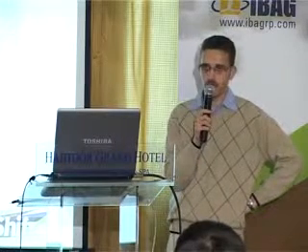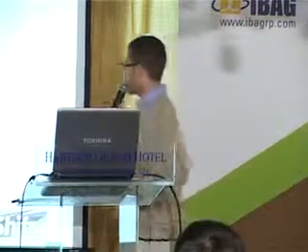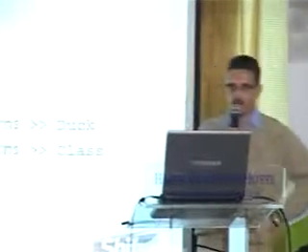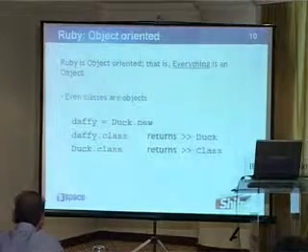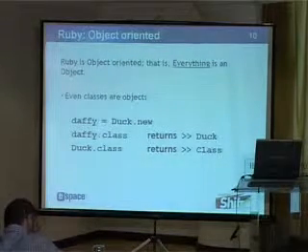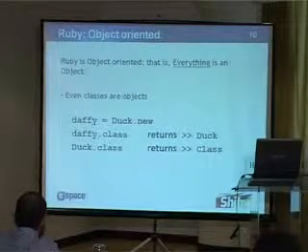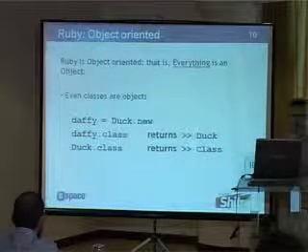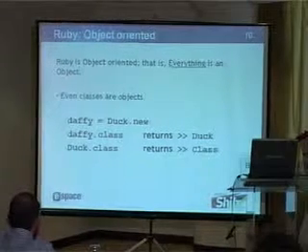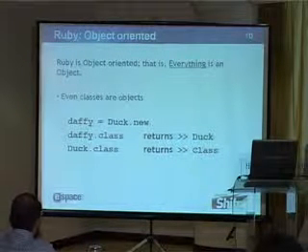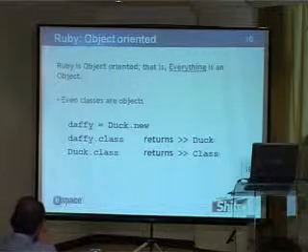Another side is classes. Even classes in Ruby are objects. In this example, we have a class Duck and we instantiated a new instance called Duffy from this class. If you ask Duffy for its class, it will return Duck. But even Duck, the main class, if we ask it about its class, it will return Class. Every class in Ruby is an object.